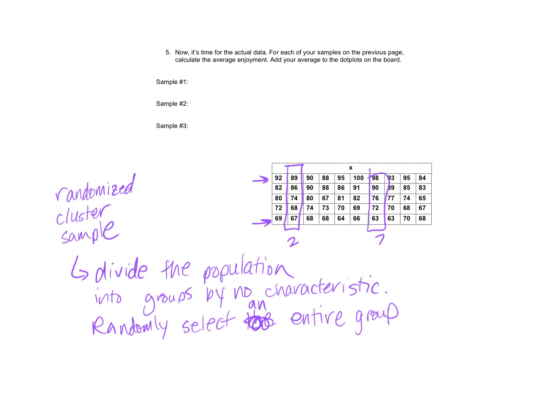Students often confuse stratified random sampling and cluster sampling. Whether or not they're divided by characteristic can be hard to understand, so don't worry about the characteristic piece. If it is a stratified sample, I select from each group. If it's a cluster sample, I select an entire group. Everybody okay with that distinction?